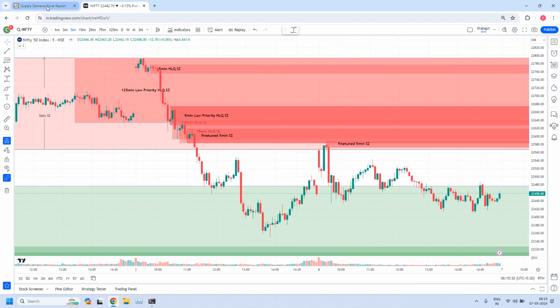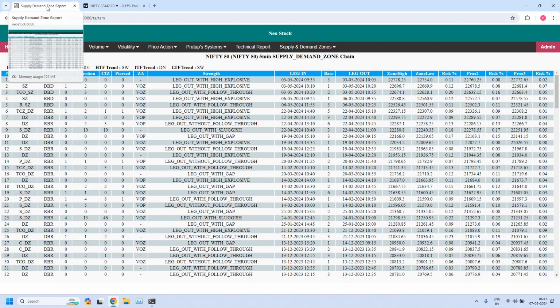Let me show you the 5 minutes supply demand zone chain. So this is the new 5 minute supply demand zone chain. The trend in the 5 minutes is sideways. But when you take an entry in the 5 minutes, always you look for the trend in 15 minutes, not in the 5 minutes. Entry is 5 minutes, so that's why we don't bother about this trend. What we are interested in is the ITF trend, downtrend. So currently the trend is downtrend.